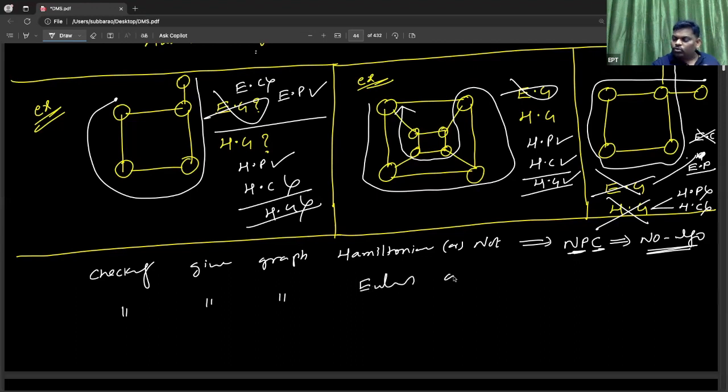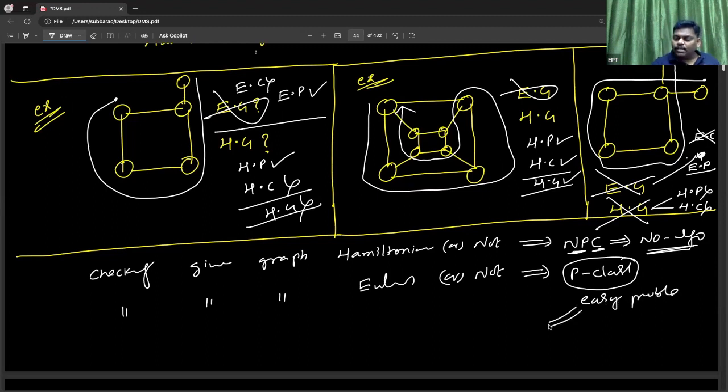Yesterday I said to you, Euler or not. What is the answer? It is a P class problem. P class means polynomial class. When you say P class, polynomial class, it means an easy problem.